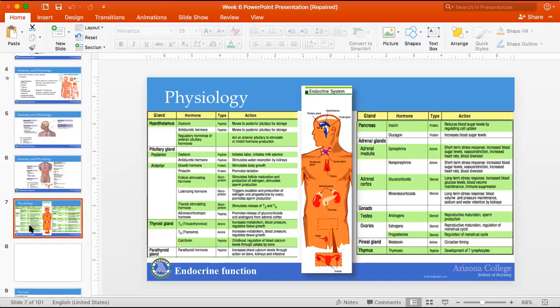Just another comprehensive list. It could be a little overwhelming looking at this right now, so I would advise not looking at it right now. It also goes into the classes of the hormones, but for right now, don't worry too much about this slide.